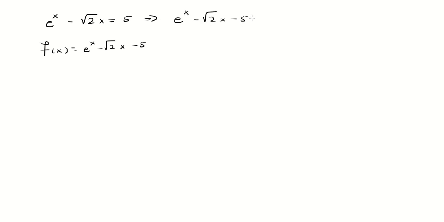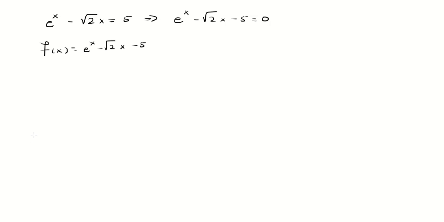Prove the following equation has exactly two solutions. You have e to the x minus square root of 2 times x equals 5. So for this, we'll let f of x equal this equation, but we need to subtract the 5. And basically, we want to see when this is equal to 0, right? Because if you subtract 5 here, you want to see when this equation equals 0.